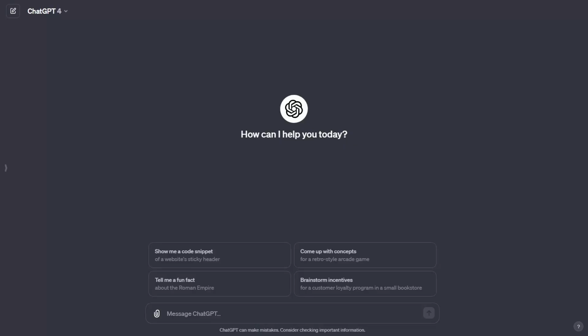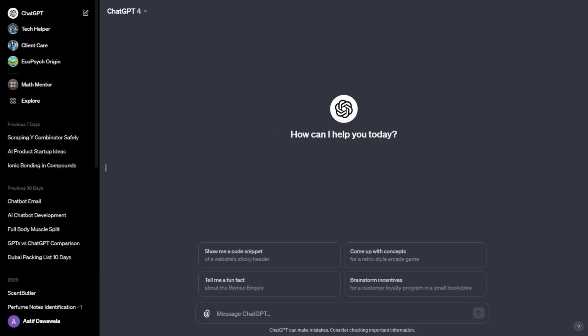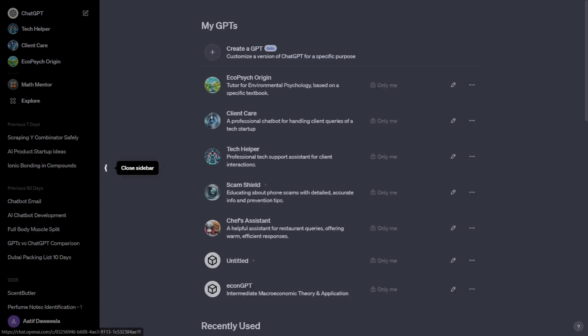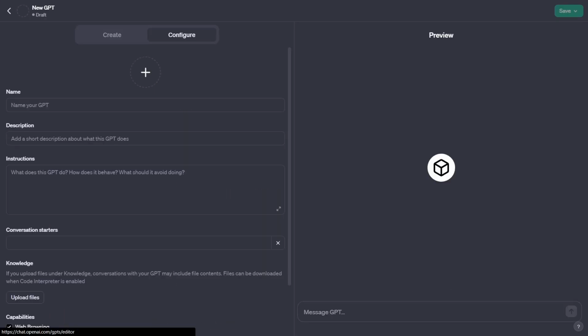Alright guys, so let's get to building. First thing we have to do to build is open the sidebar, click explore, then click create a GPT. Like I said before, I'm going to be making the tutor GPT for an environmental psychology course, but honestly you can make it for literally any course. I just randomly chose that course.